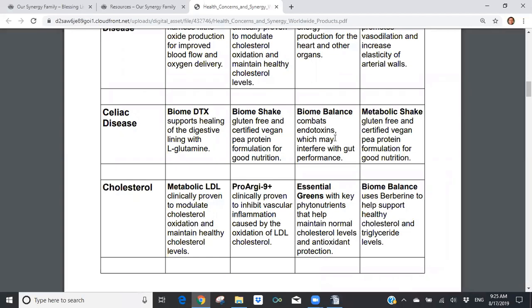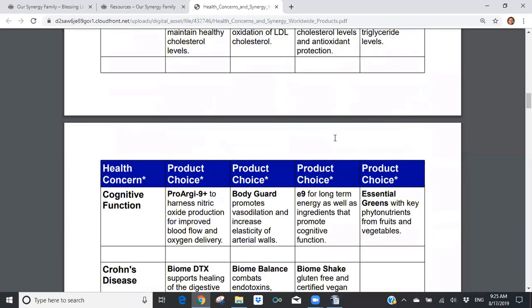Essential Greens would also be a great way to help a person address some cholesterol issues. And then again, the Biome Balance, because it uses berberine, and berberine has been clinically shown to support healthy cholesterol levels as well as triglyceride levels.